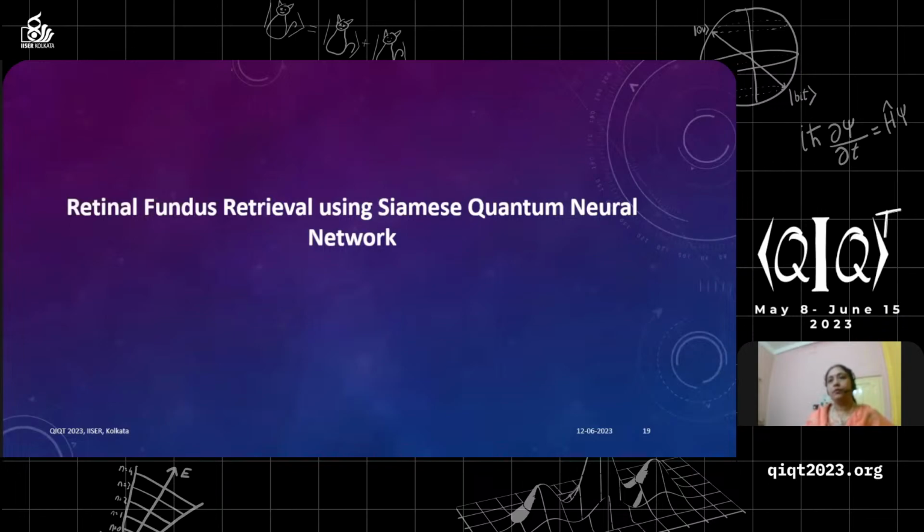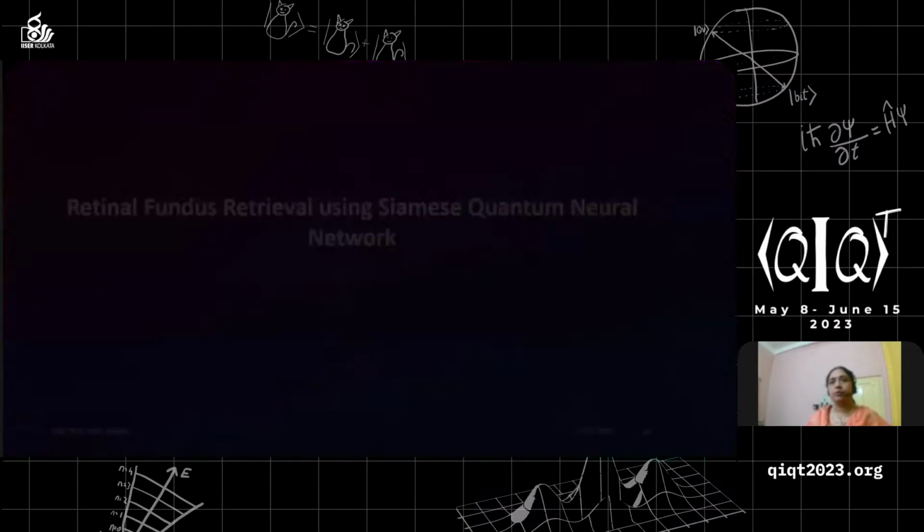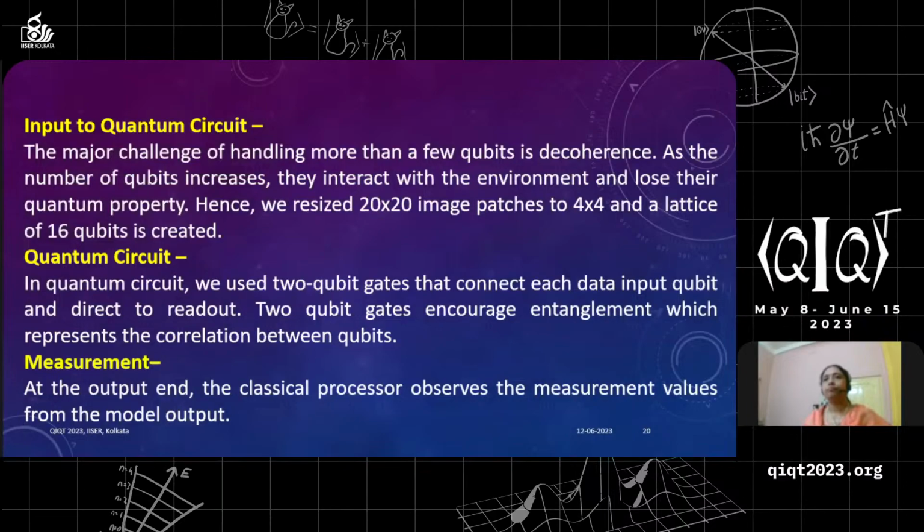Now, the first phase of the experiment, where we have retrieved retinal fundus images using a Siamese quantum neural network. To face the challenge of decoherence, we have converted the 20x20 image patches to 4x4 resolution, and a lattice of 16 qubits has been formed. Two-qubit gates are applied in the quantum circuit, and at the output end, we get the measurement of the circuit. These are the three parts of the PQC we have used.